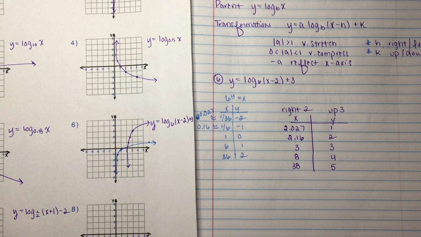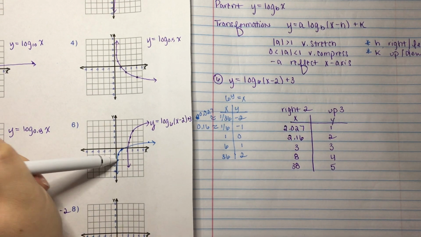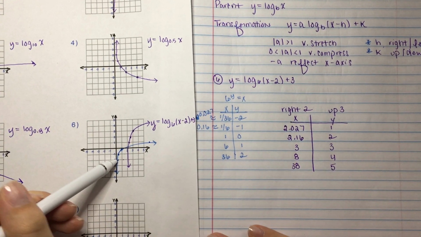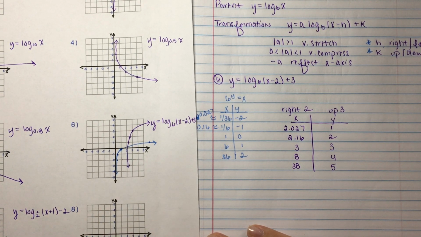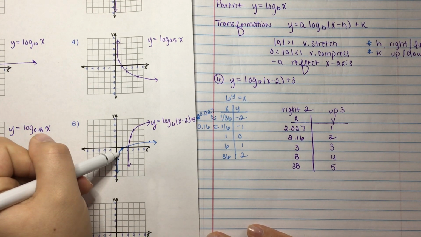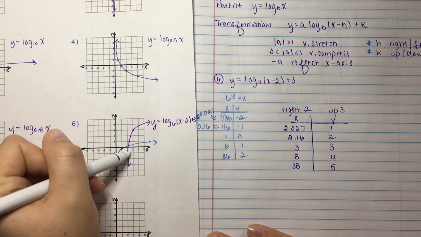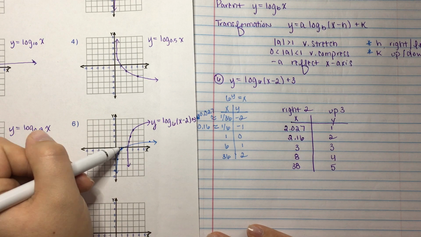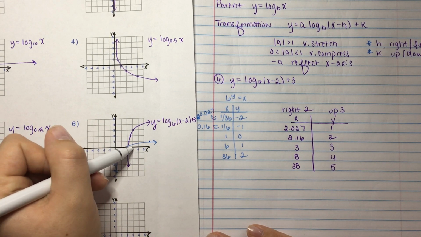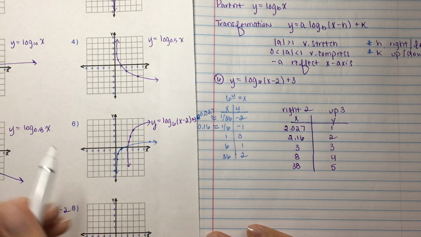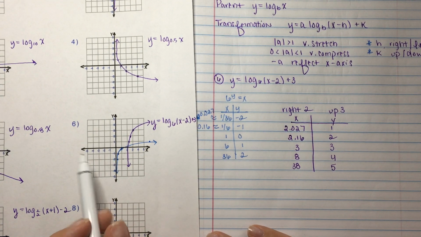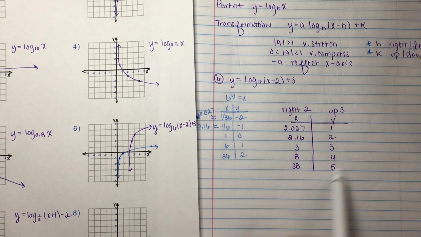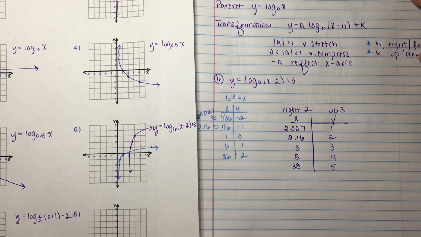If you look at each individual point, let's say I start on this point, and I want to move right 2, 1, 2, and then I go up 1, 2, 3, there's my point. Same thing, starting here, I'm going to move right 2, 1, 2, and then I go up 3, 1, 2, 3. Same thing, I go right 2, 1, 2, and then up 2, 3. So you can always just graph the parent function and individually transform each point, or I really would like to see this table of values here.